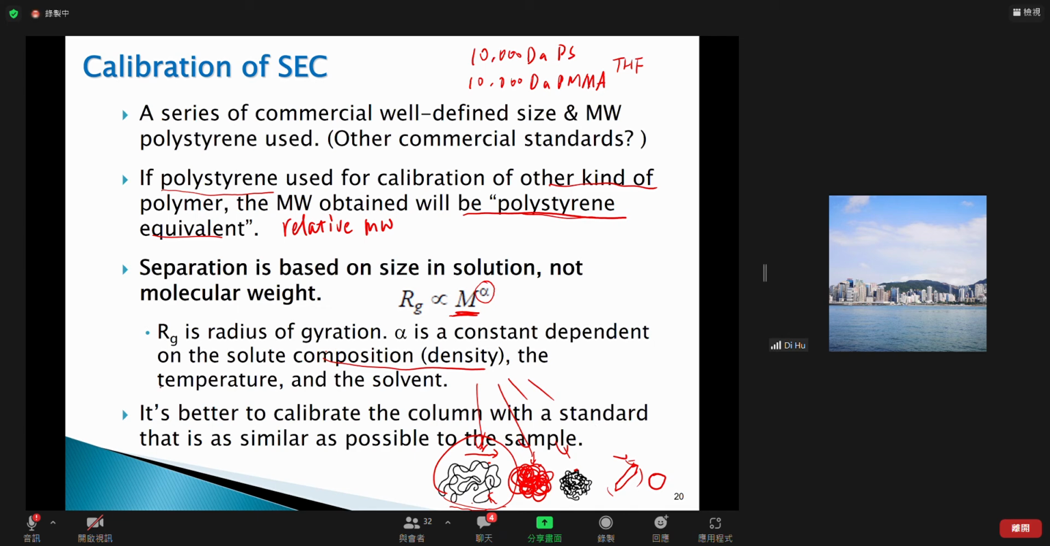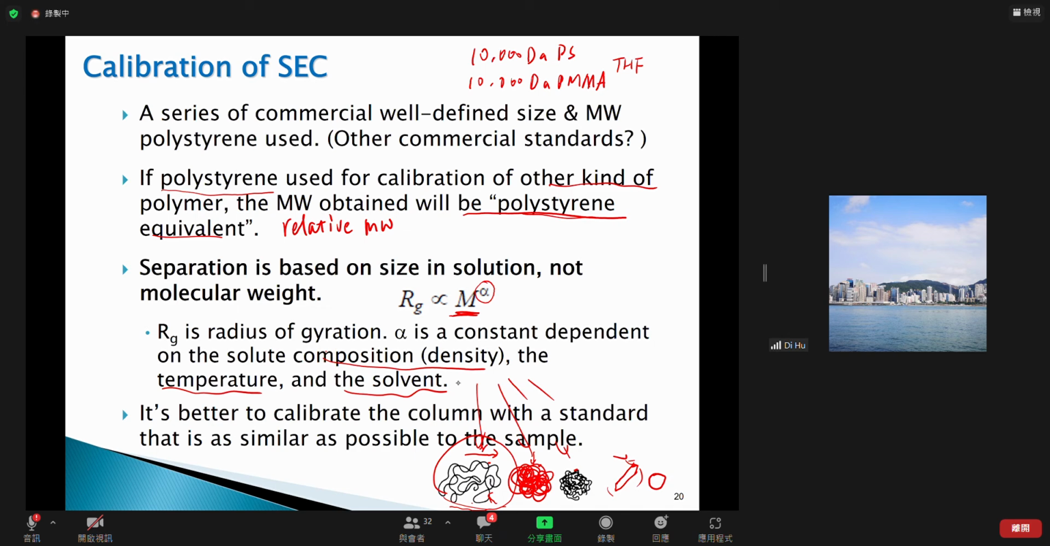So the temperature and the solvent, what does that mean? Even for the same compound, polystyrene, polystyrene may have different density in THF and in toluene. So when you're doing the calibration and the analysis, you want to use the same solvent for the calibration and for the analysis.